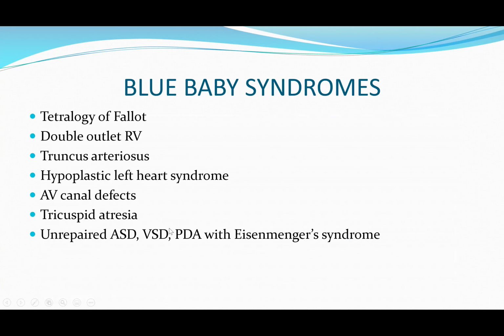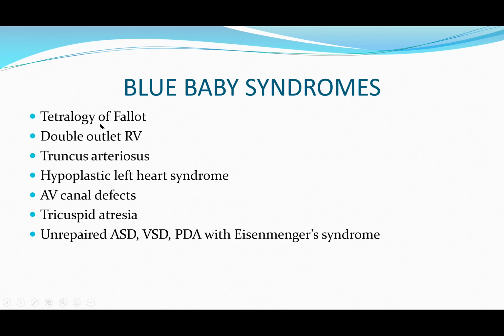Now, we go to the blue syndrome babies. These are tetralogy of Fallot, double outlet ventricle, truncus arteriosus, hypoplastic left heart syndrome, AV canal defect, tricuspid atresia, and then Eisenmenger. In tetralogy of Fallot, Antoine Fallot described it. It was a French pathologist who described it years ago. There are basically four abnormalities.